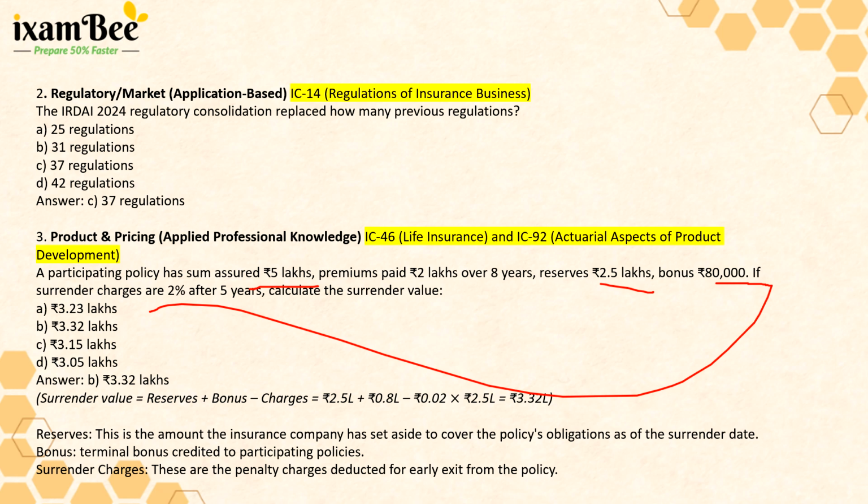So first we will take the formula of surrender value, which is surrender value equals reserves plus bonus minus the charges. As you can see, the reserves are 2.5 lakh and the bonus is 80,000. So we will subtract the charges from this, which is 2% of 2.5 lakhs, which sums out to be 3.32 lakhs, which is the answer to this question.